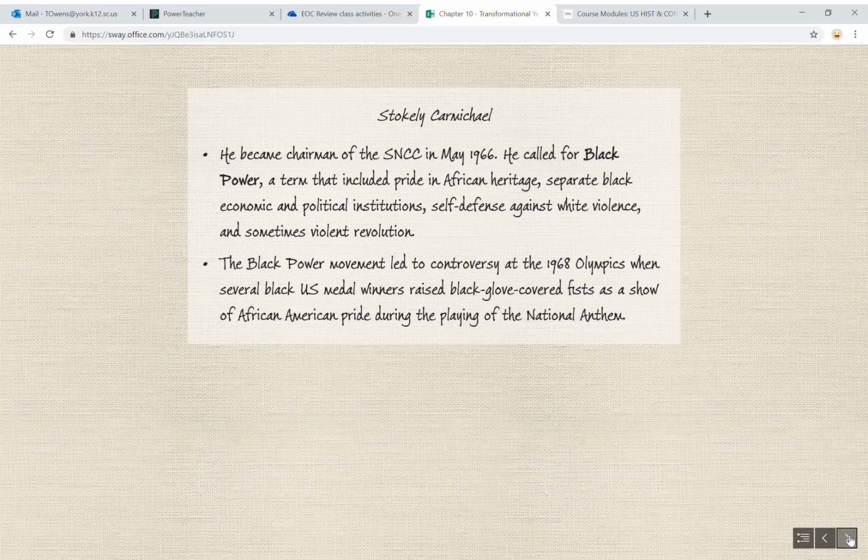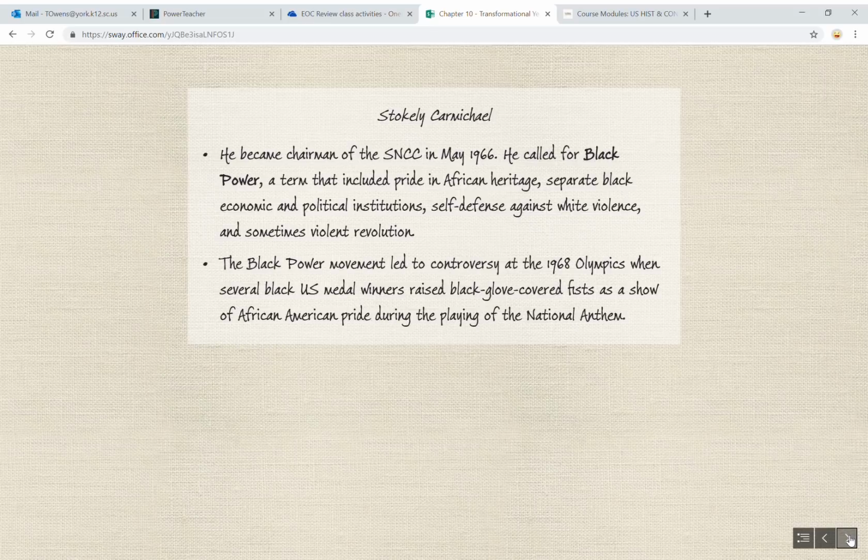Okay, another name important in the Northern movement is Stokely Carmichael, and he becomes chairman of SNCC in 1966, and he is going to call for Black Power. There are a lot of things involved in this term, but it includes pride in African heritage, and it also supports separate Black economic and political institutions, self-defense against white violence, and sometimes violent revolution.